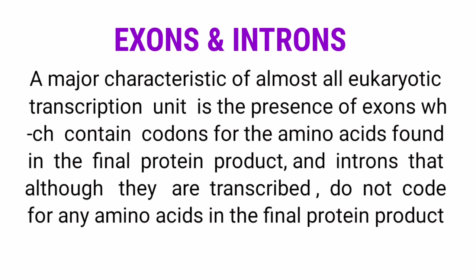A major characteristic of almost all eukaryotic transcription units is the presence of exons, which contain codons for the amino acids found in the final protein product, and introns that, although they are transcribed, do not code for any amino acid in the final protein product.